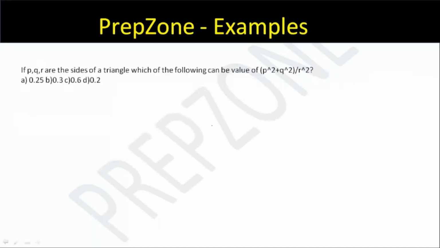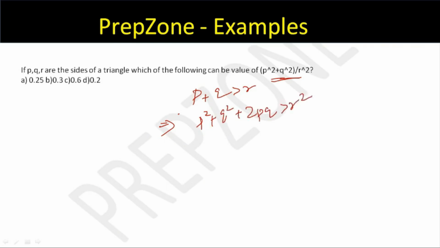It's a good question. So yeah, p square plus q square by r square. This is what we know. So one thing is p square plus q square. We need this, right? So we'll try to square it. Plus 2pq is greater than r square, right? Okay.